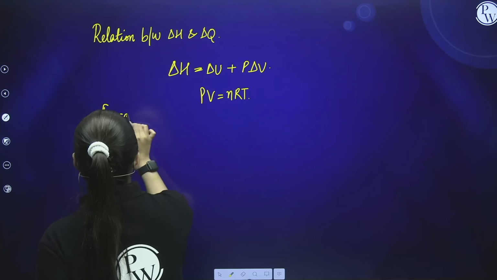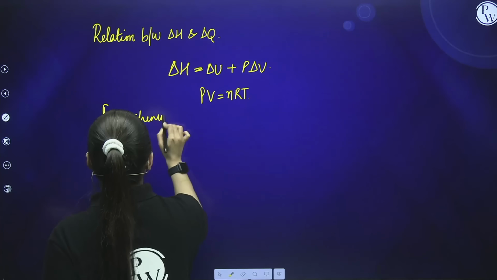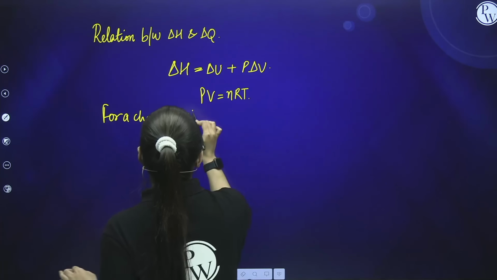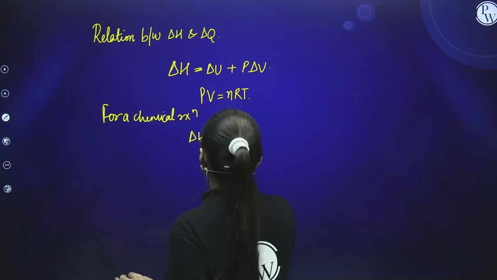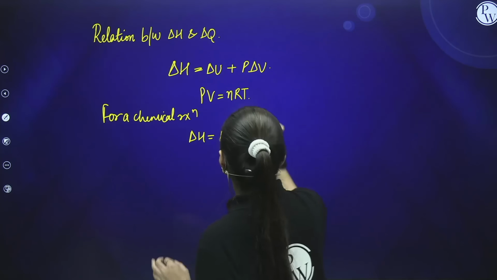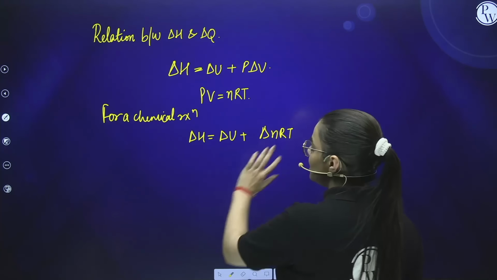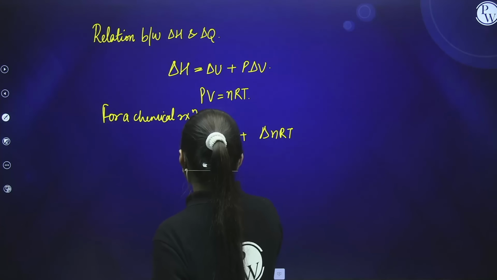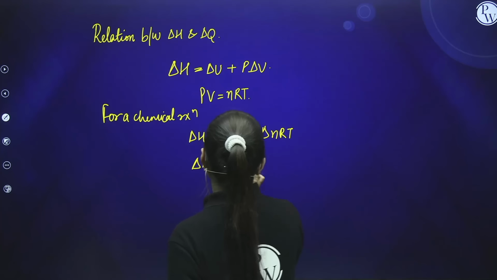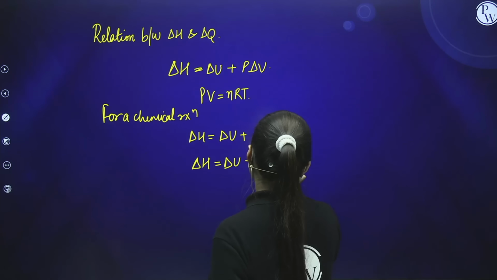For a chemical reaction, this formula which I'm going to derive over here is quite important. Here you can calculate delta H is equal to delta U. Now this delta sign will come over here, delta nRT, and we know that R and T are constant, so they will come outside. Delta H is equal to delta U plus RT delta Ng.